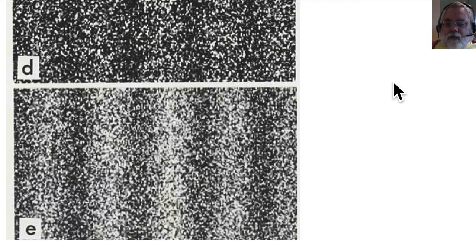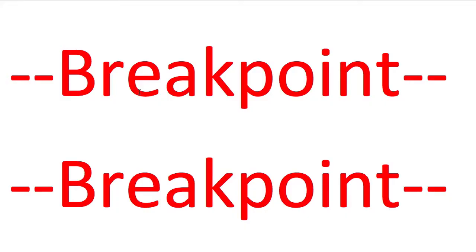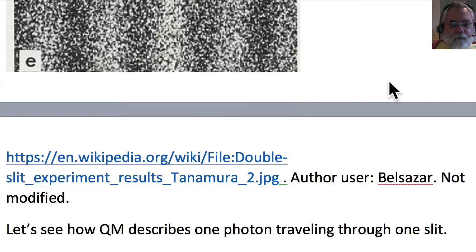Frame E has 140,000 electrons. It's definitely brighter here. It's definitely darker here, but we don't see a solid black line here, but it's brighter, darker, brighter, darker. Definitely some kind of probability thing. This is a possible time to take a break.